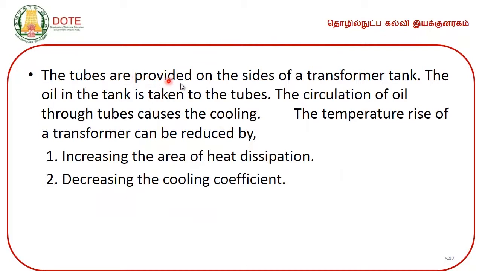The tubes are provided on the sides of a transformer tank. The oil in the tank is taken to the tubes. The circulation of oil through tubes causes the cooling. The temperature rise of a transformer can be reduced by, number 1, increasing the area of heat dissipation, number 2, decreasing the cooling coefficient.